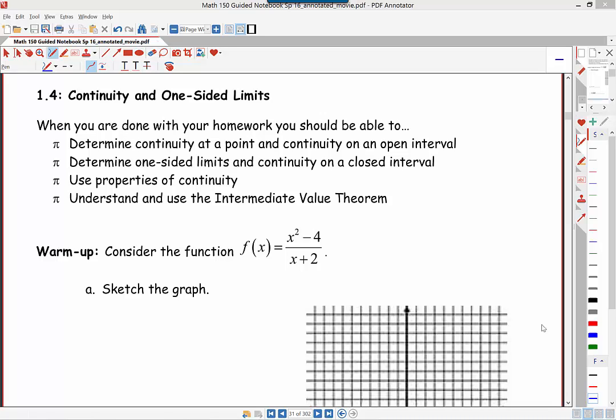Today we'll be covering section 1.4 from the Larson and Edwards Calculus text. 1.4 goes over continuity and one-sided limits. Go ahead and read the goals up top to see what you should be able to accomplish after you do your homework. And let's go ahead and warm it up.